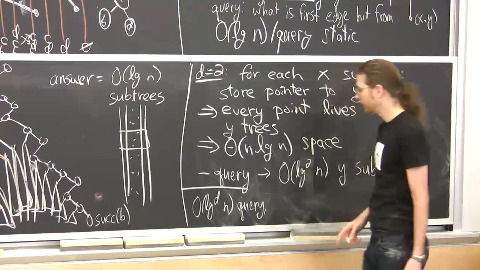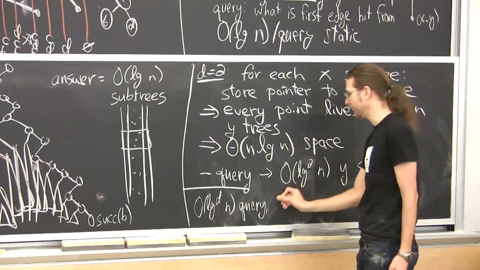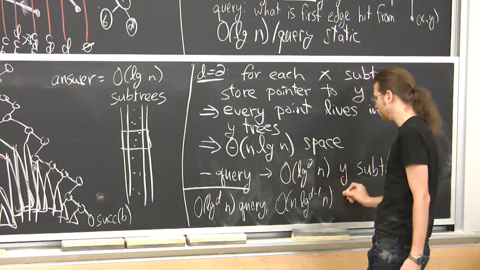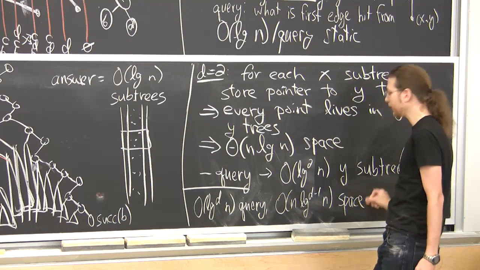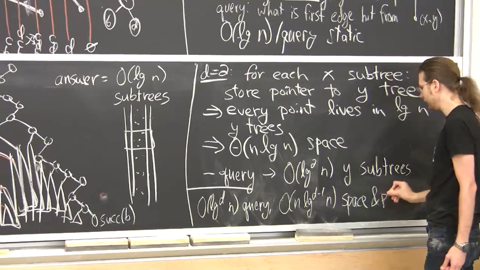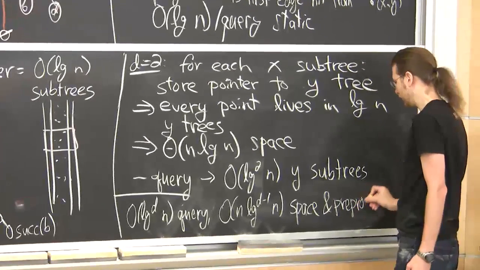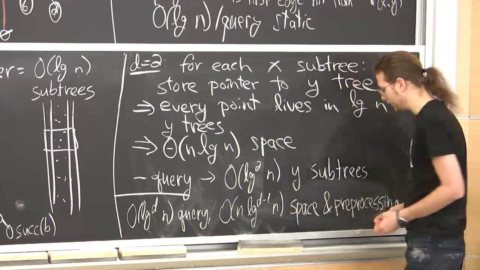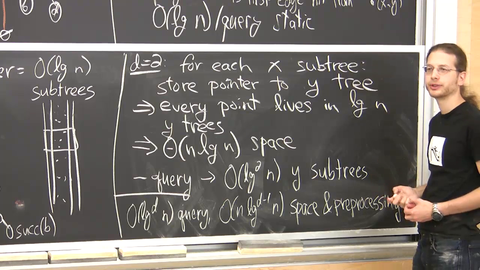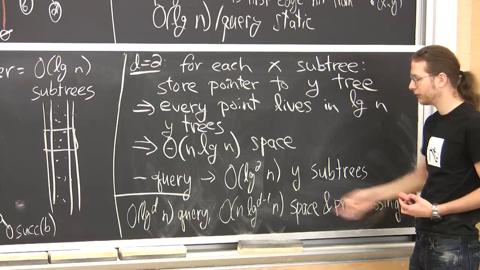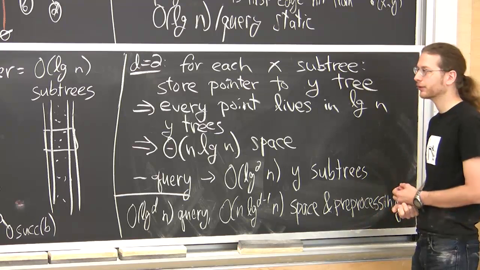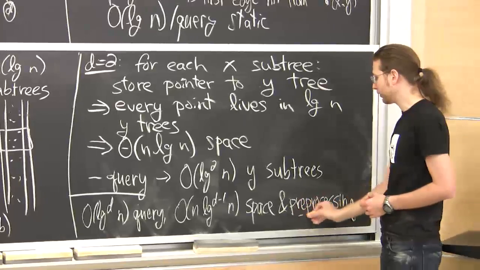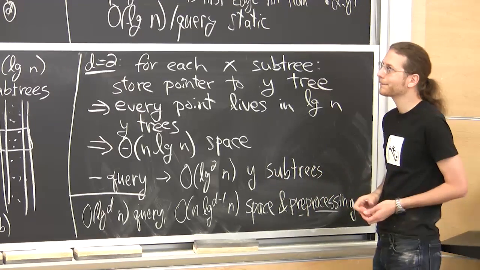How much space? Well, every dimension you add adds another log factor of space. So it's going to be n log to the d minus 1 space. And if you want to do this statically, you can also build the data structure in n log to the d minus 1 n time, except for d equals 1, where you need n log n time to sort. But as long as d is bigger than 1, this is the right bound for higher dimensions. So it takes a little bit of effort to actually build the structure in that much time, but it can be done.